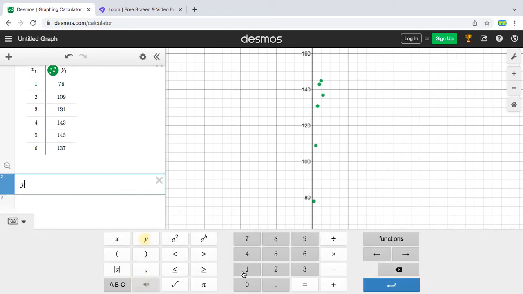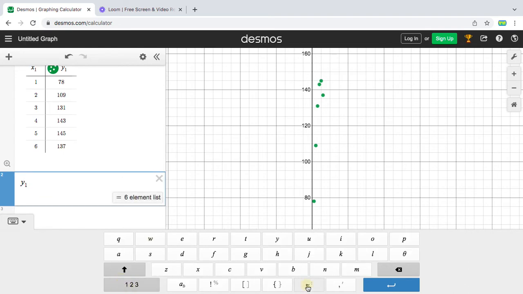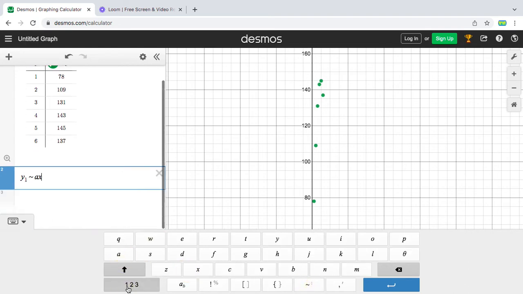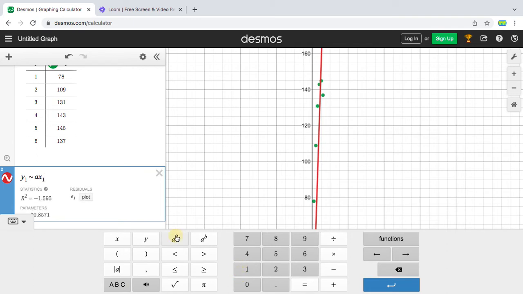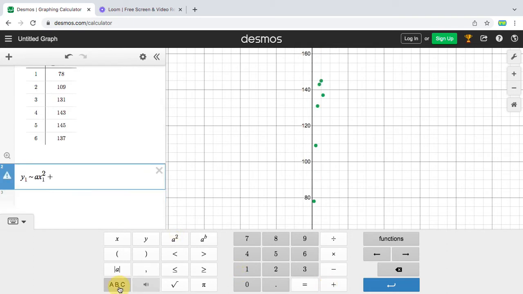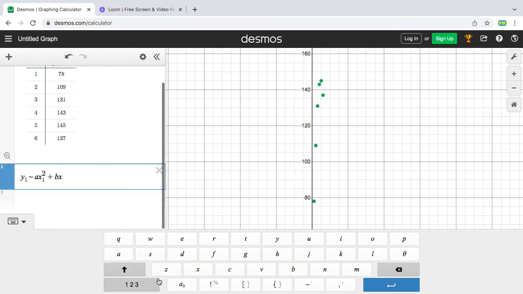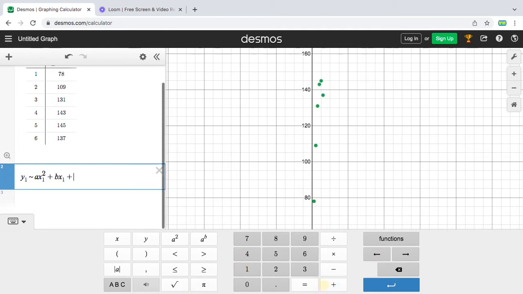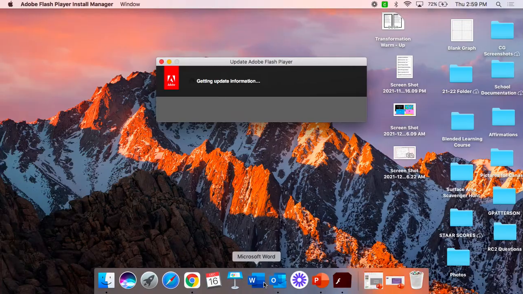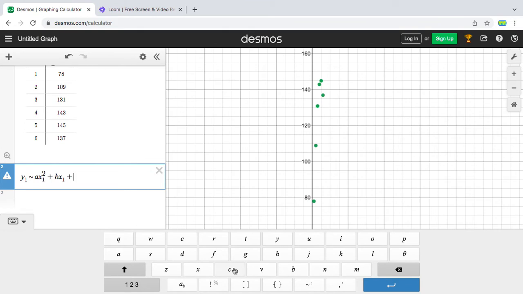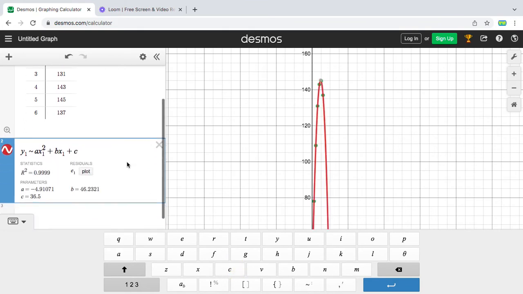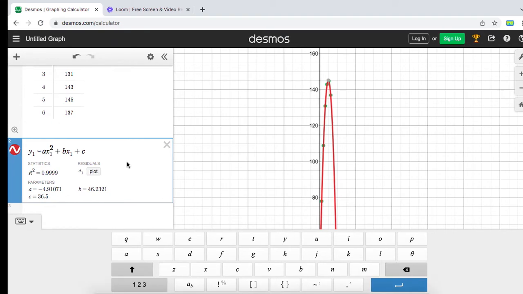So y1 squiggle ax1 squared plus bx1 plus c. All right, so there's our A, there's our B, and there's our C value. So our A value is negative 4.9.